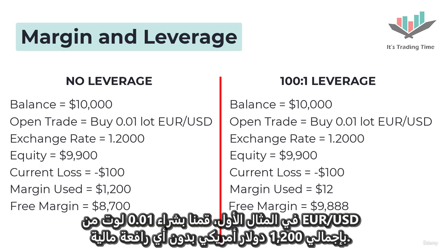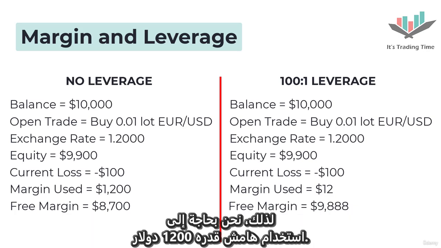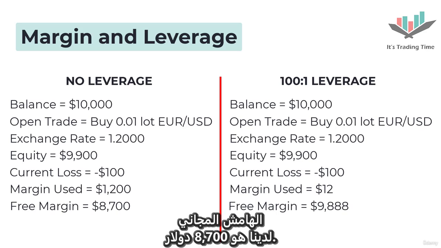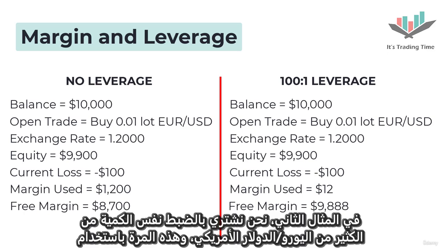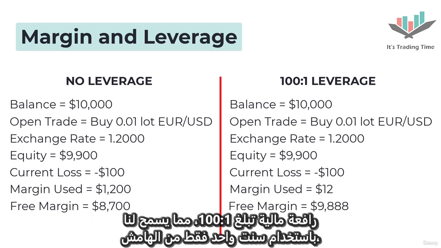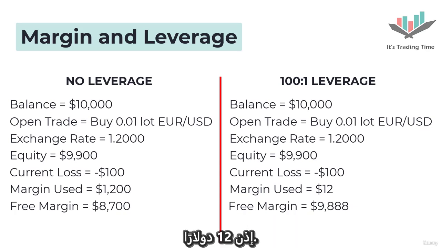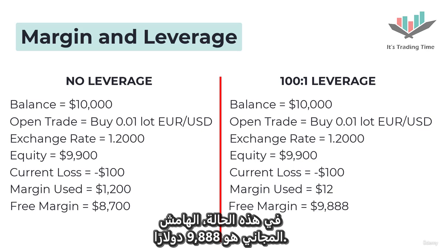In the first example, we are buying 0.01 lots of euro-dollar for a total of $1,200 without any leverage, so we need to use a margin of $1,200. Our free margin is $8,700. In the second example, we are buying exactly the same amount of lots of euro-dollar, this time using a leverage of 100 to 1, which allows us to use only 1 cent of the margin, so $12. In this case, the free margin is $9,888.